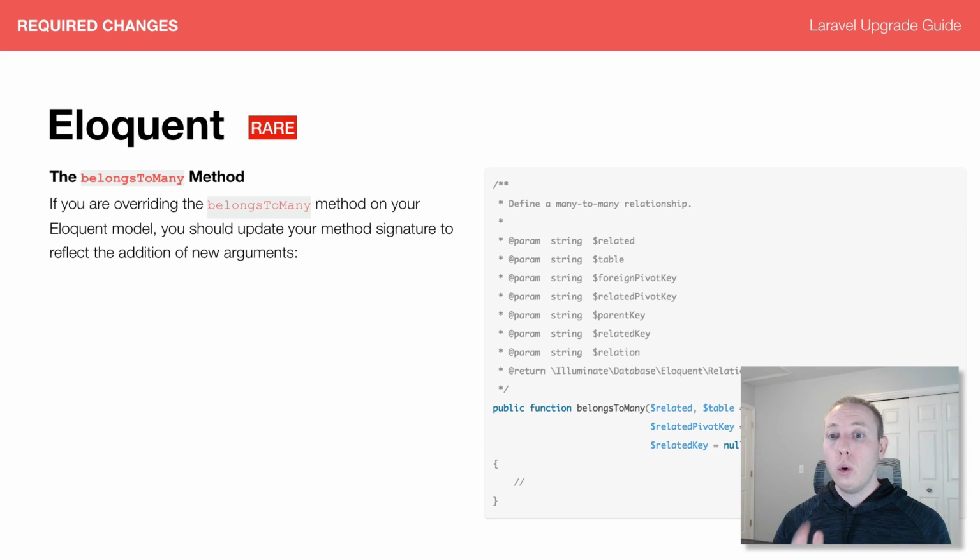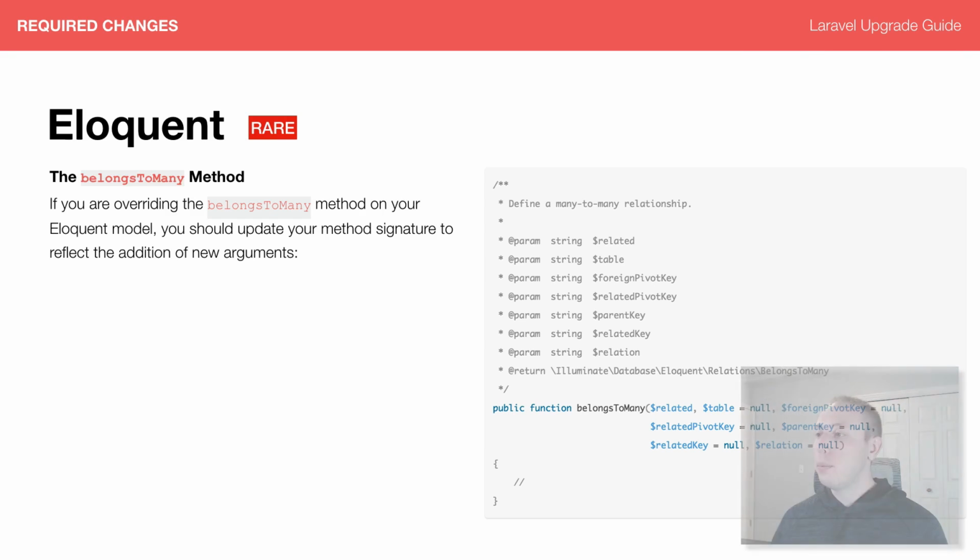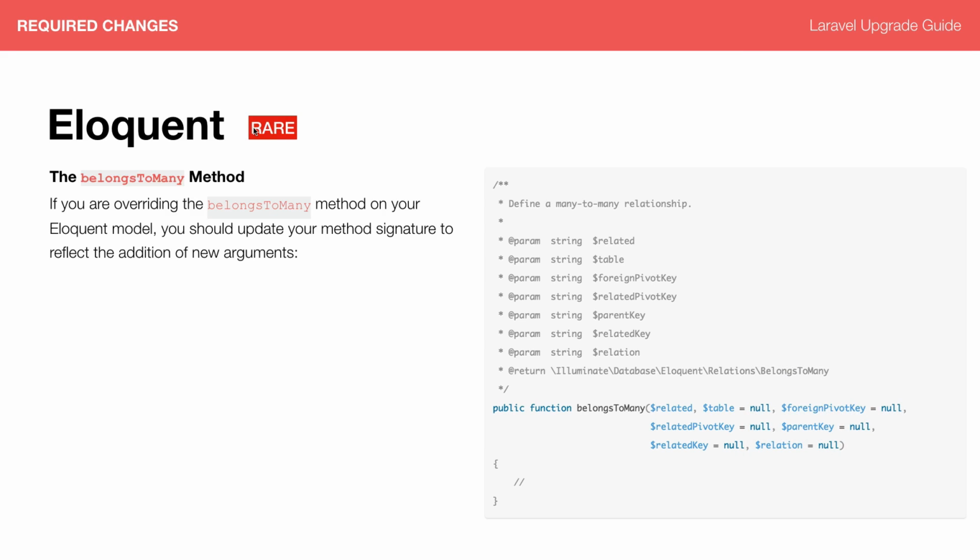Now, we're going to go through a whole bunch of Eloquent ones, so buckle your seatbelt for these. There's a whole bunch of Eloquent stuff to change. Now, these first couple are pretty rare. I don't think they're going to apply to too many of you, but if you are overriding the belongsToMany method, keep in mind, this is when you're actually overriding the method. You're not using the method. If you're just setting up a relationship for belongsToMany, you don't need to worry about this. This is only if you're overriding the method, which not very many of you are.